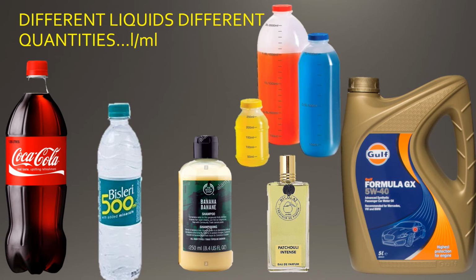And now here if you look at this car motor oil, the amount of liquid is written here. It is 5L, 5 liters. Okay. There are 3 different bottles here. And if you look at each of the bottles, there is a measurement given. Units of measurement are written. Okay. And liquids are filled at different levels.